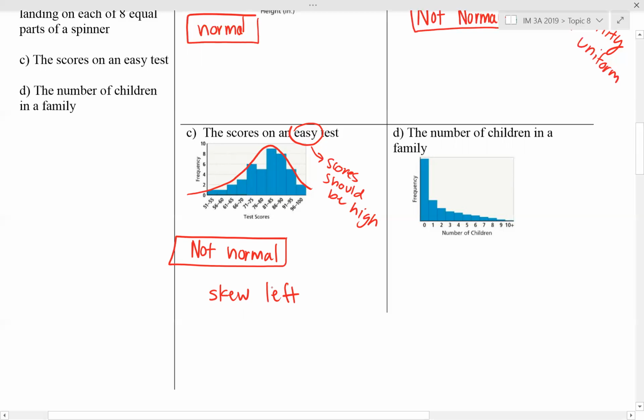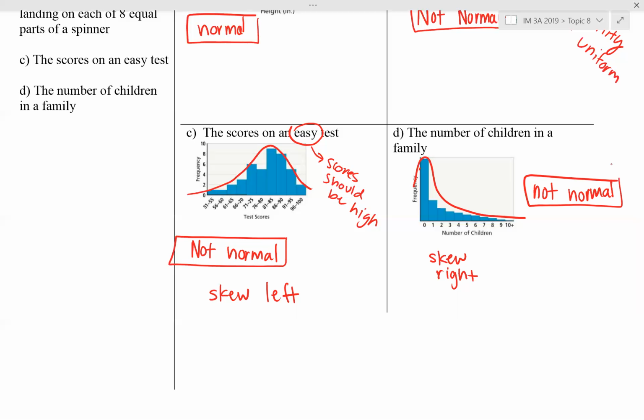And then if we look at D, this looks the opposite, right? I could think about this as being skewed right. So the number of children in a family is something that is not normal. We don't have a lot of people that have a middle number of children. A lot of people have fewer children, right? This is showing us that more families have fewer children.